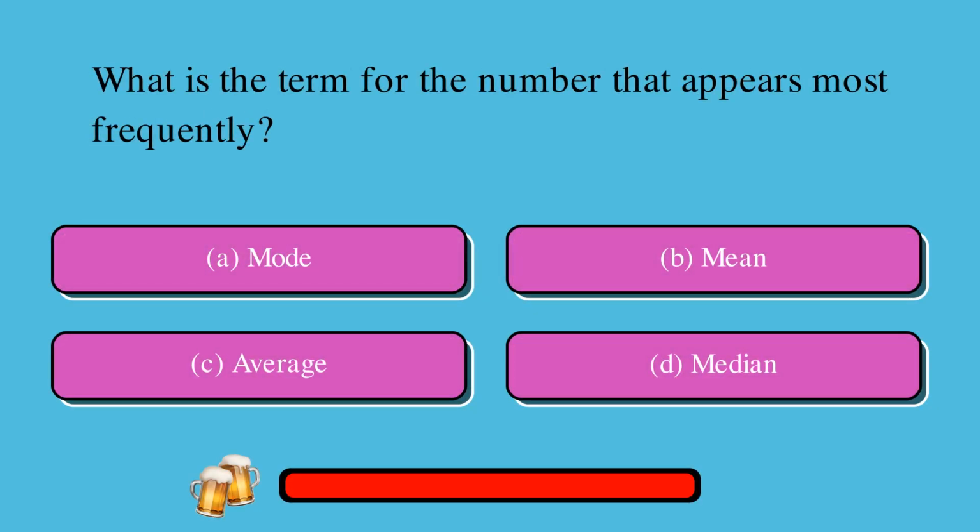What is the term for the number that appears most frequently? A, mode, or B, mean, or C, average, or D, median. The correct answer is A, mode.